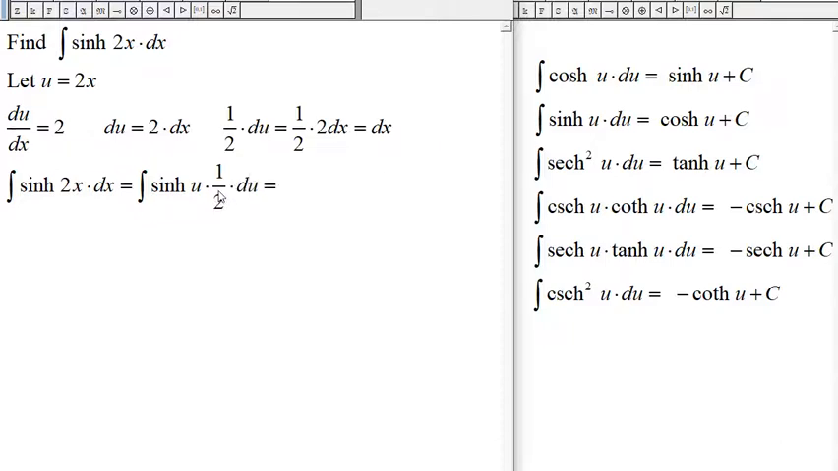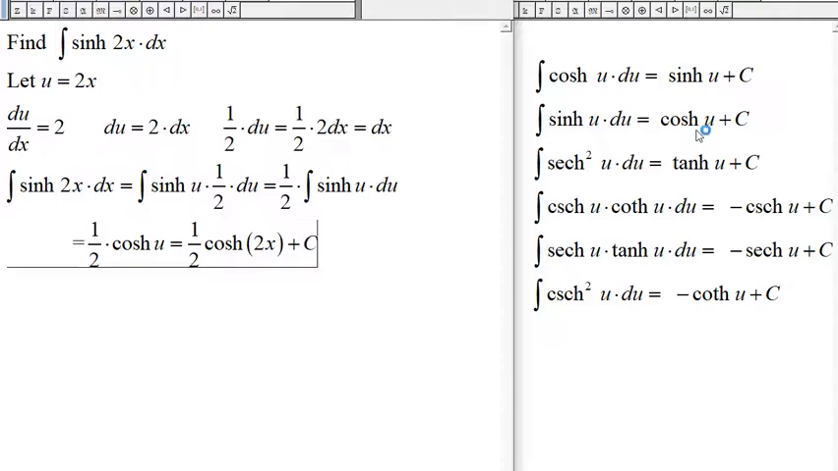Then we can move the multiplication constant 1/2 and place it in front of the integral. And we have the antiderivative of hyperbolic sine is hyperbolic cosine. So we get 1/2 hyperbolic cosine of u, and then this is 1/2 hyperbolic cosine, but u is 2x, plus c. So this is the answer.